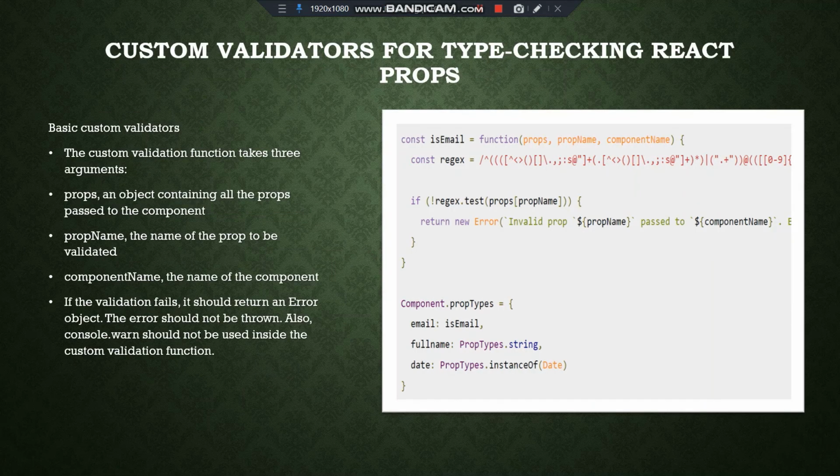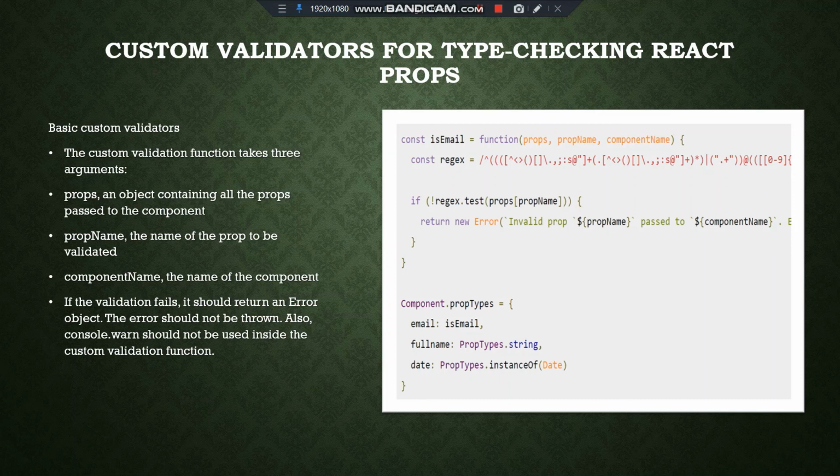Next type is custom validator for type checking React props. A basic custom validator takes three arguments. Props, the object containing all the props passed to the component. Prop name, the name of the prop to be validated. Component name, the name of the component. If the validation fails, it should return an error object. The error should not be thrown. Also, console.warn should not be used inside the custom validation function.